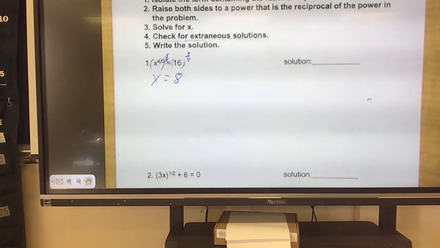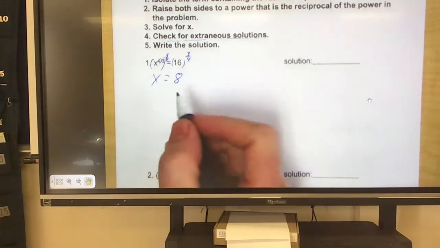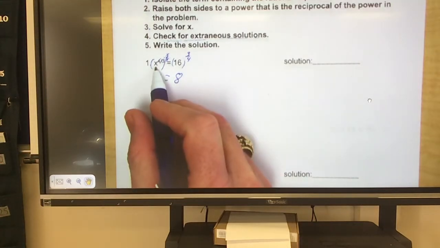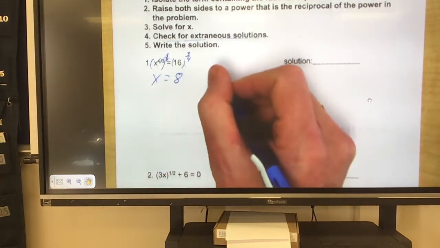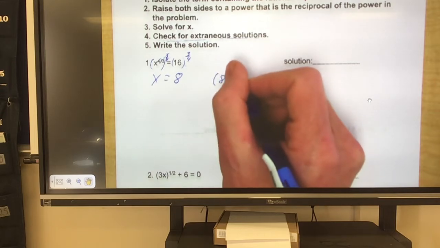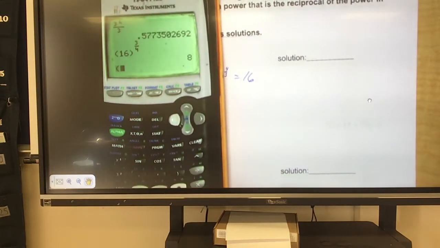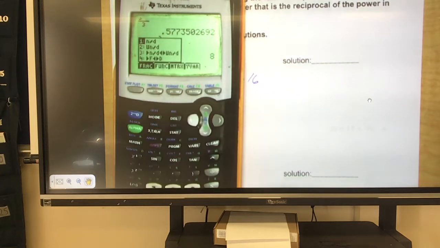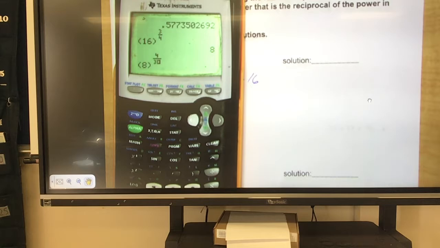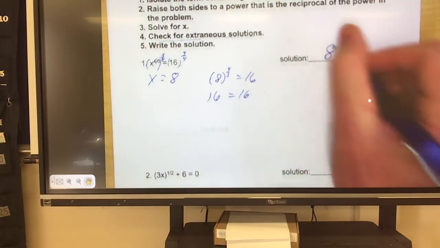What that means is sometimes it'll give us an answer that doesn't actually work. So we have to go back and recheck, meaning we take this x is 8, plug it in for x, raise it to the original 4/3 power, and see if that equals 16. So we have 8 raised to the 4/3 power, enter, and sure enough it does equal 16. 16 does equal 16, so the solution was 8.